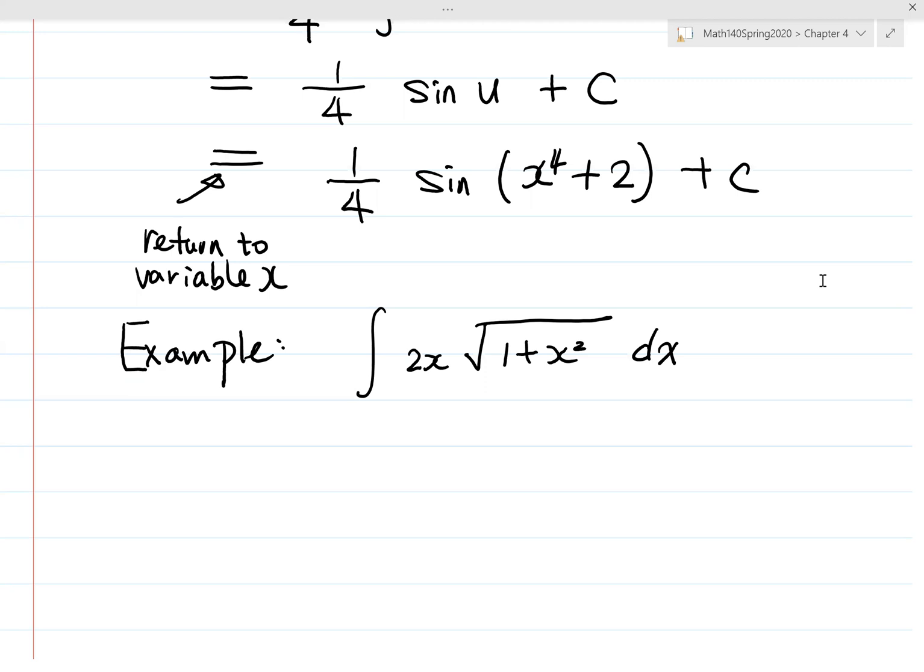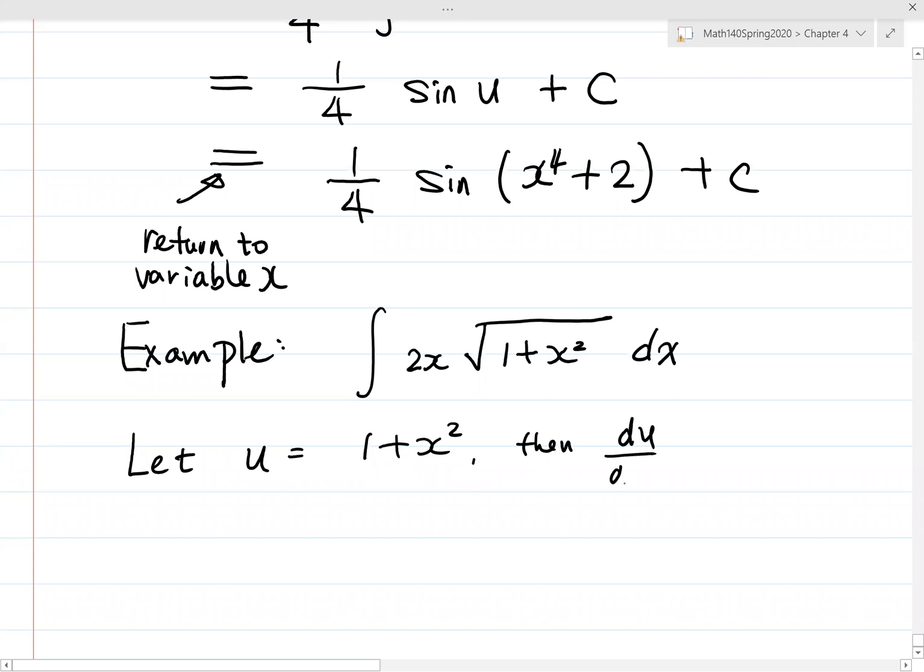Polynomials are easy to deal with, so we do nothing with the easy part, 2x. The complicated part is the square root of 1 plus x squared. So a natural choice is to let u be 1 plus x squared. Then du over dx is the derivative of 1 plus x squared with respect to x. The derivative of 1 is 0, and the derivative of x squared is 2x, so this is 2x.